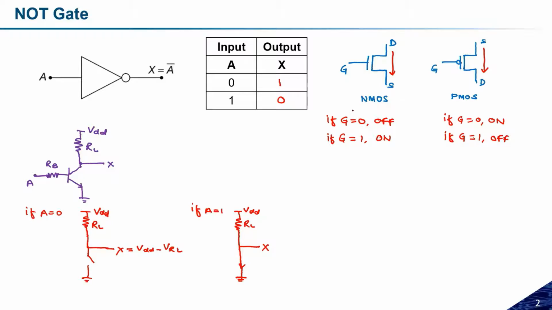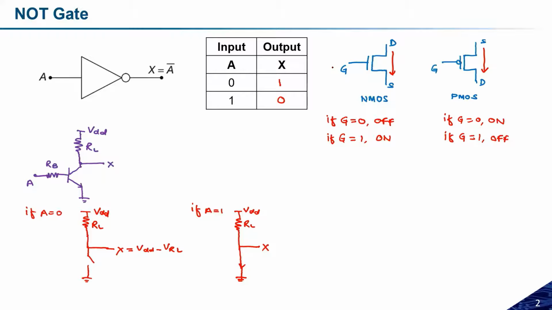First thing, how we can control this NMOS and PMOS transistor with the help of gate. I just told you, if G is equal to 0, then the NMOS will be off and the PMOS will be on, and vice versa. Second thing, the current flow in the NMOS transistor is from drain to source, whereas in the PMOS it will be from source to drain.